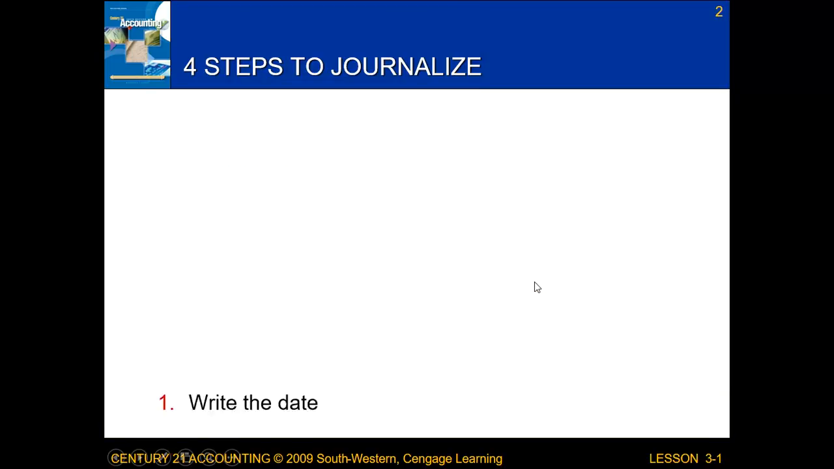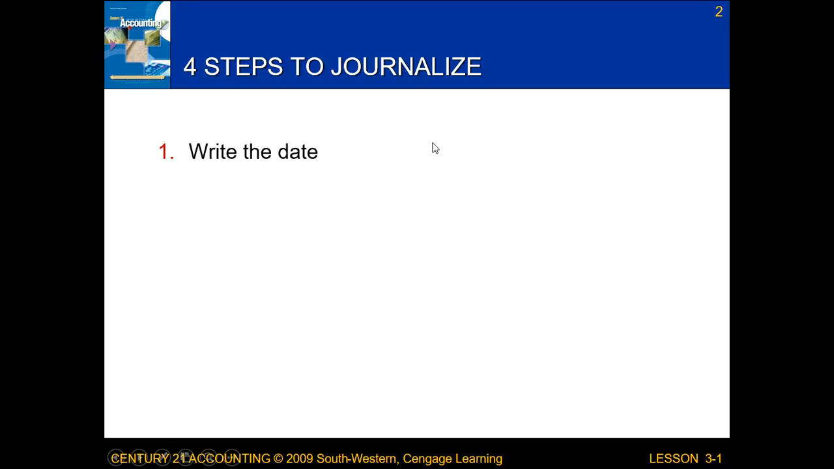On slide 2, I just wanted to review 4 steps that you need to go through every time you journalize a transaction. We're going to journalize all of the transactions in Chapter 3 that we've been analyzing, but now to journalize them means to not only break them up into debit and credit parts, but to actually write them into an accounting form called a journal.